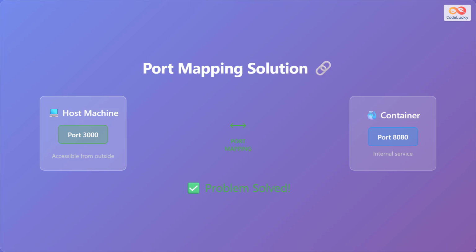Here's how port mapping provides a solution. You have a host machine that is your computer with a specific port, for example, port 3000, which is accessible from the outside. Now, using port mapping, we create a connection between port 3000 on your host machine and port 8080 inside the container. Port mapping solves the problem of container isolation. The problem is now solved.